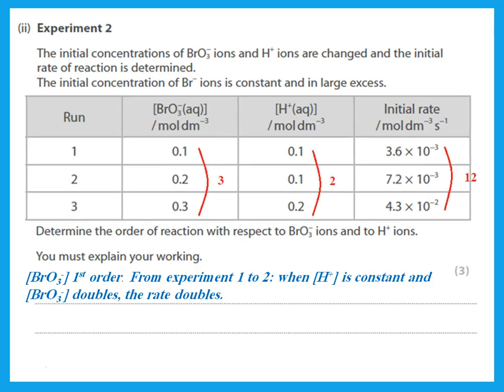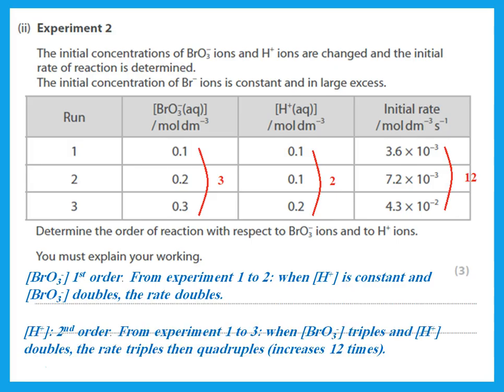Now, to get the H plus, we look at experiments 1 and 3. Now, experiments 1 and 3, what is happening? In experiments 1 and 3, the H plus doubles and the bromate triples. And what happens to the rate is that it increases 12 times. So that means that the H plus must be second order, because if the H plus doubles, then the rate quadruples, and that is tripled because the bromate is tripled, so that is increasing by 12 times. So H plus ions is second order.